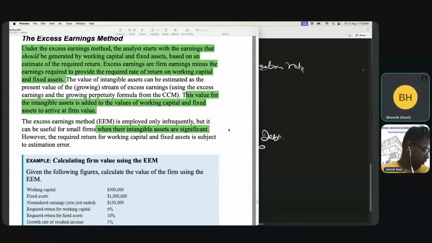The analyst starts with the earnings that should be generated by working capital and fixed assets, based on the estimate of the required return. Excess earnings are the firm's earnings minus the earnings required to provide.